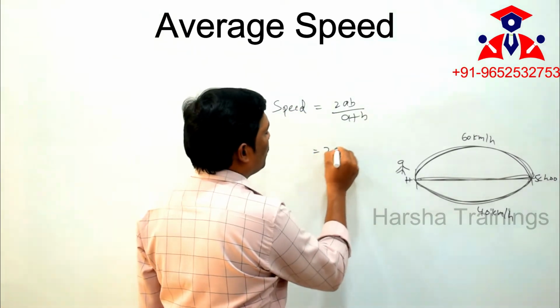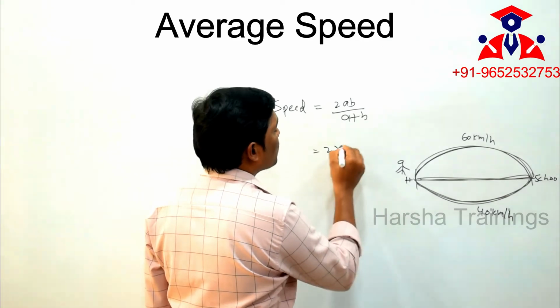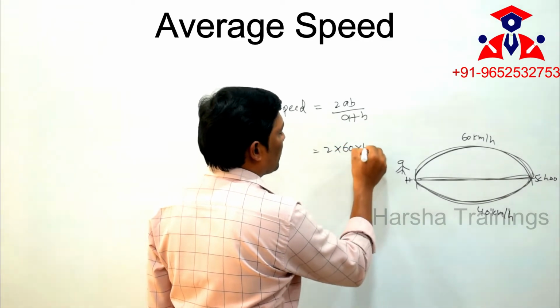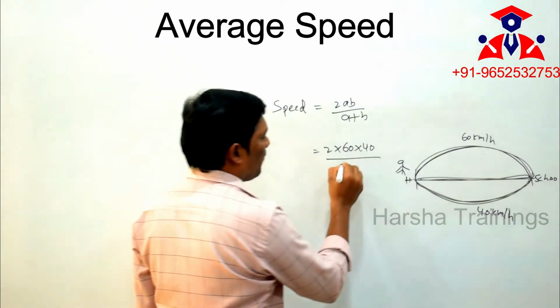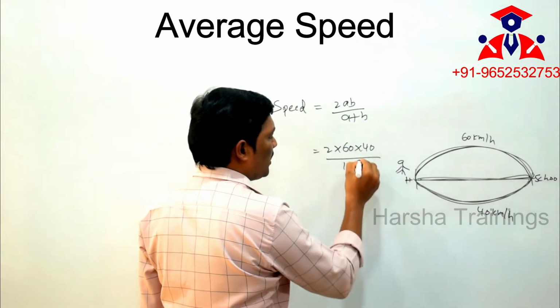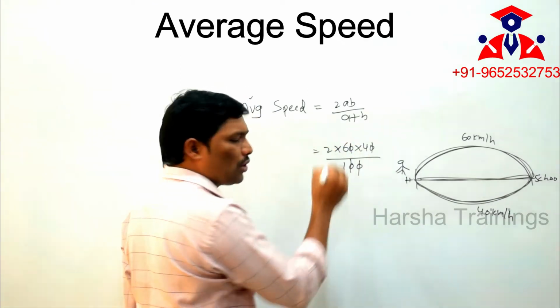Then it is equal to 2 into the speeds, which are 60 kilometer per hour and 40 kilometer per hour. The sum is how much? 60 plus 40, 100 kilometer per hour. So zero zero cancels, again zero zero cancels.